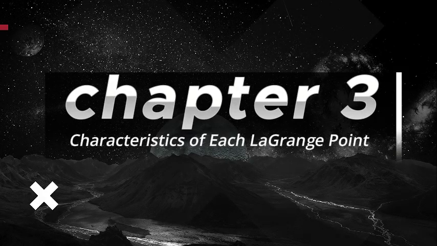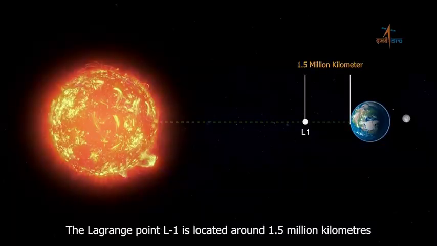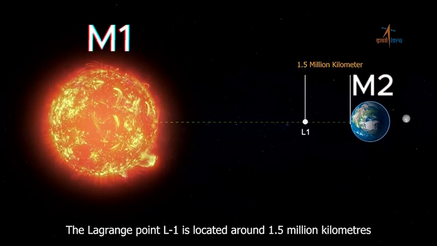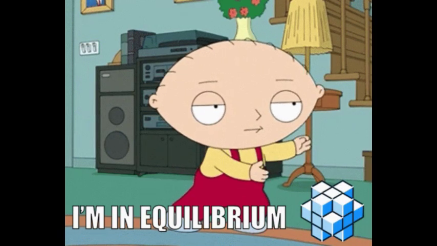Now let's discuss each Lagrange point and each of their special characteristics, starting first with the L1 point. The L1 point lies on the imaginary straight line between the two large masses M1 and M2. It is the point where the gravitational attraction of M2 and that of M1 combine to produce an equilibrium.